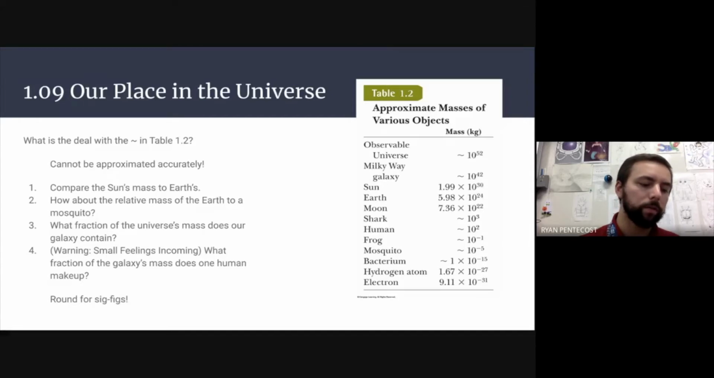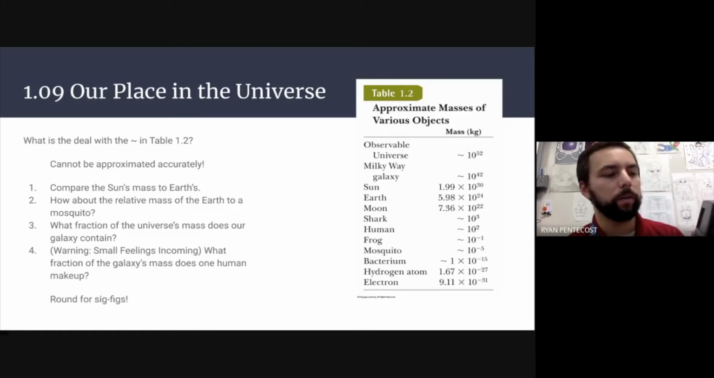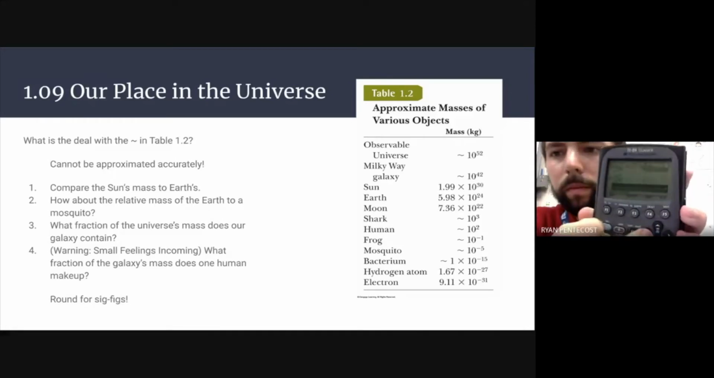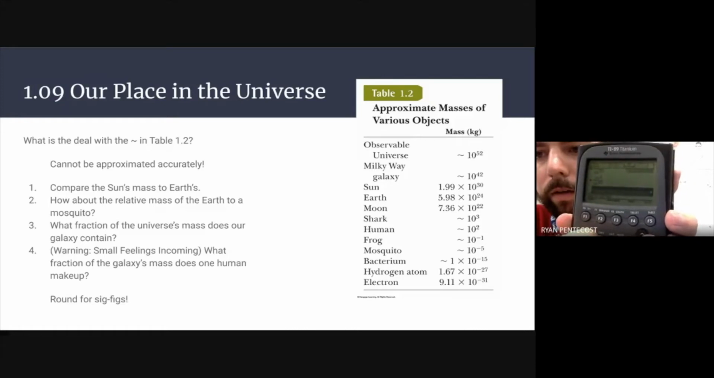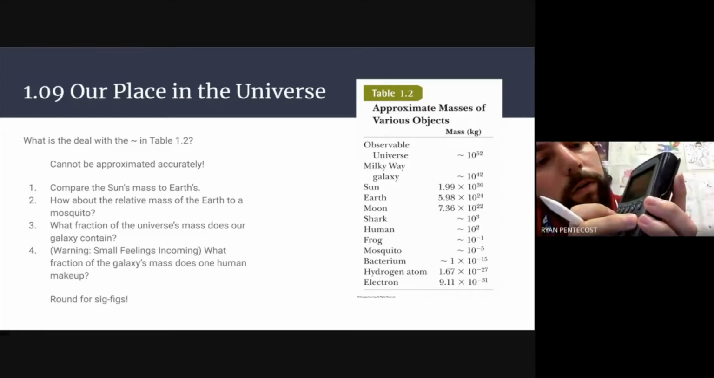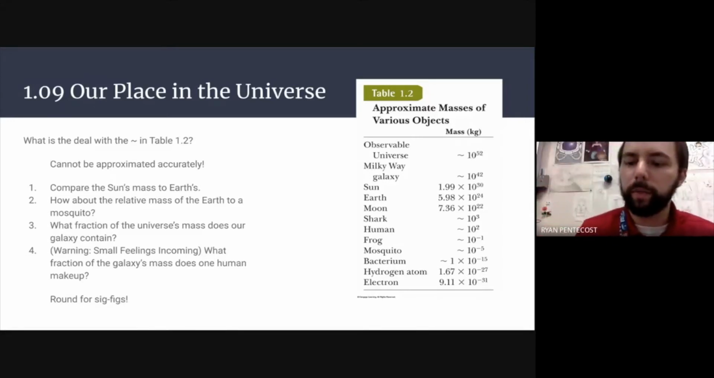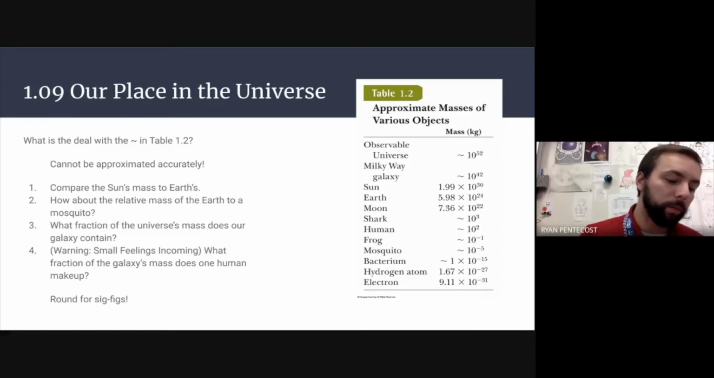Yikes. I don't know if you guys can see that. Let's see if this will show up. That is the answer. A ridiculously big, or I guess a ridiculously small number.